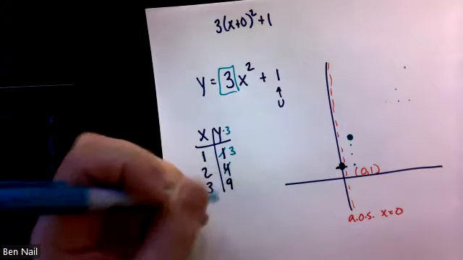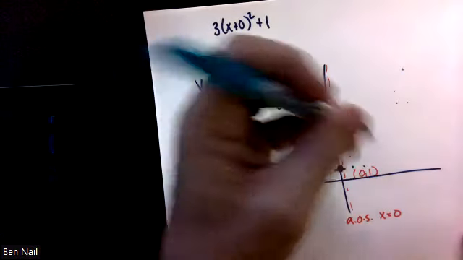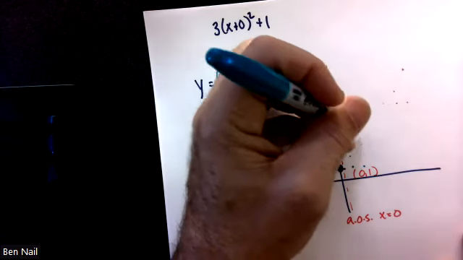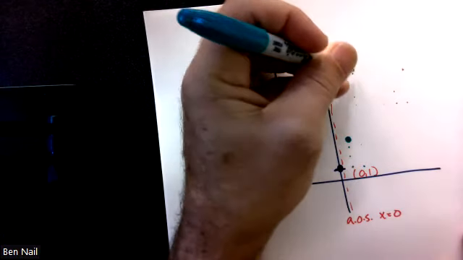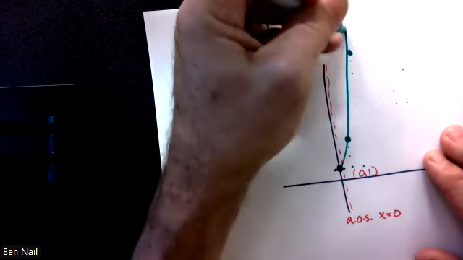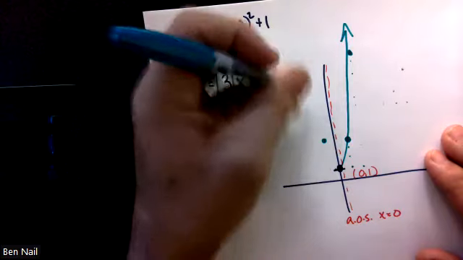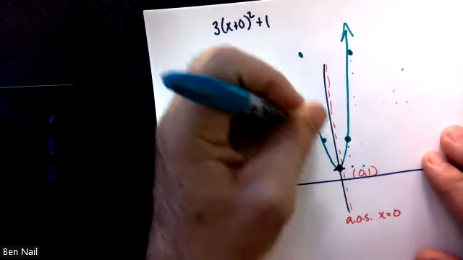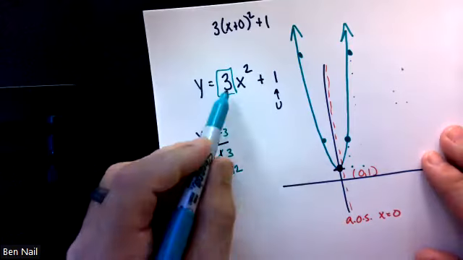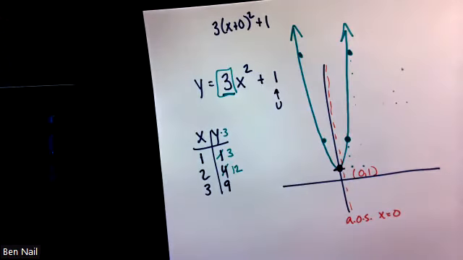Instead of right 2, up 4, we multiply that by 3, we're going to go right 2, and we're going to go up 12. So 1, 2, 3, 4, 5, 6, 7, 8. Way up here. It makes this really skinny looking parabola. And again, we would match it on the other side as well. So the bigger your multiplier, the skinnier your parabola is going to get.